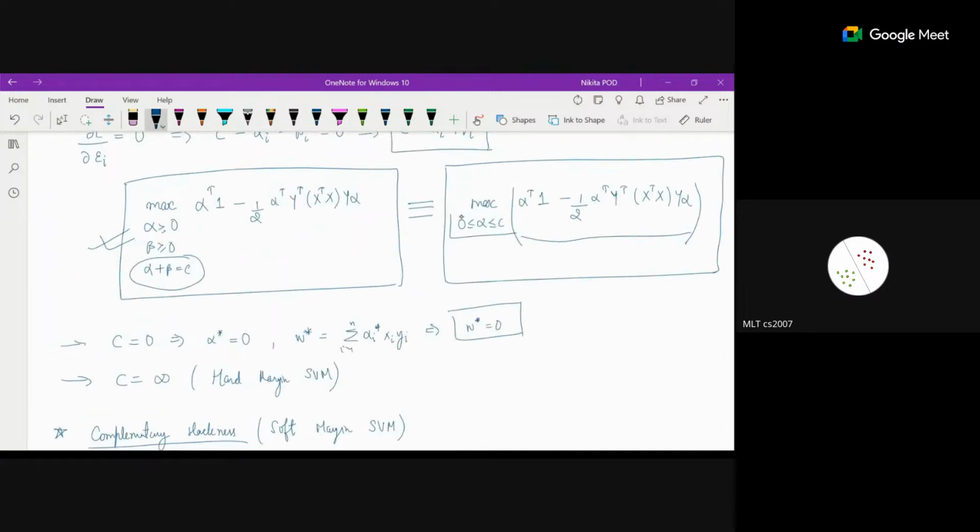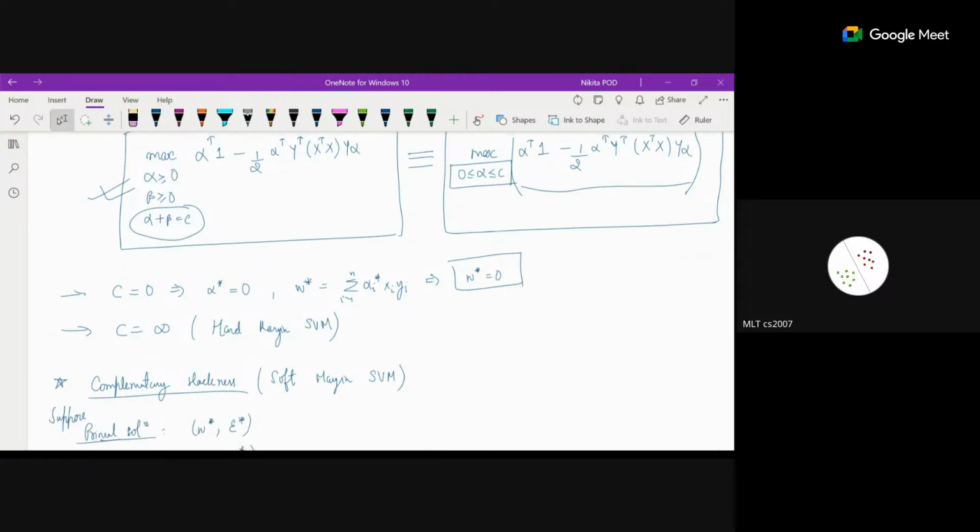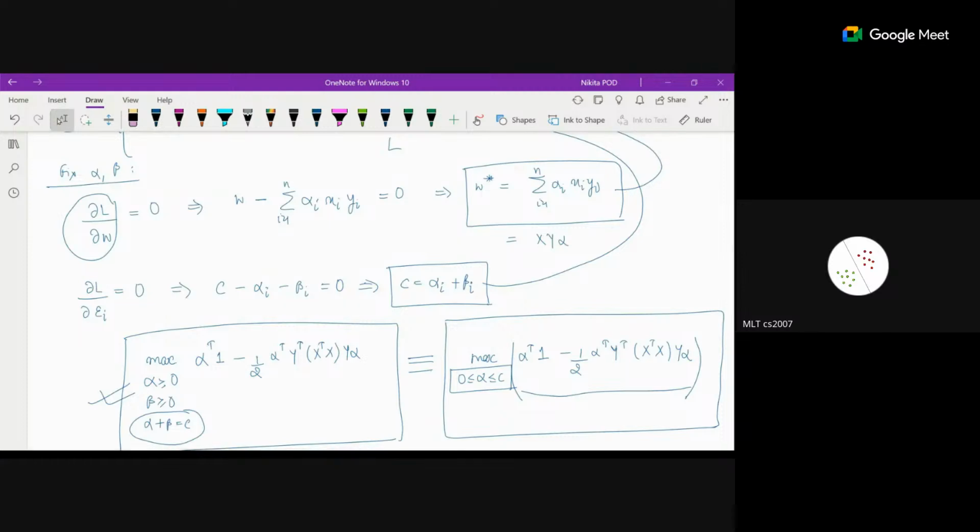We are able to say this because this is the constraint for this problem: my alpha should lie between 0 and C. So what will happen if you take alpha star to be exactly 0, exactly C, or if it lies between 0 and C? And remember that the optimal W star that we obtained for this problem is a linear combination of my data points, that is, sum over alpha I, xi, yi. So we'll keep these in mind.